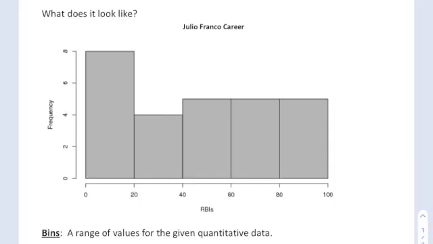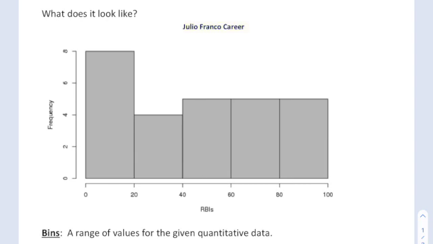So here's what that same data looks like in the form of a histogram. It includes several important components: a frequency axis, different intervals for your quantitative data, and bars communicating how many data values fall in each of those ranges. For this particular histogram, we're looking at a baseball player named Julio Franco's career number of RBIs, which is short for runs batted in baseball.